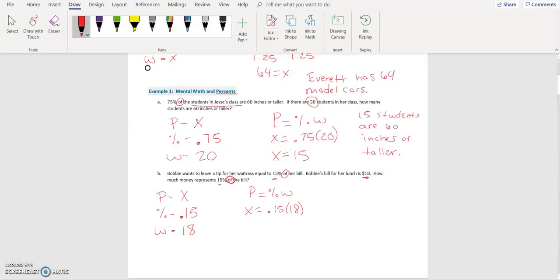But remember, it says how much money. So $2.70. X is equal to 2.7. But when we actually write our answer, we definitely need to make sure that we clarify the tip is $2.70. That's what we were looking for. So if they then asked us how much was it all together, we would add 18 plus 2.70 gives us $20.70.